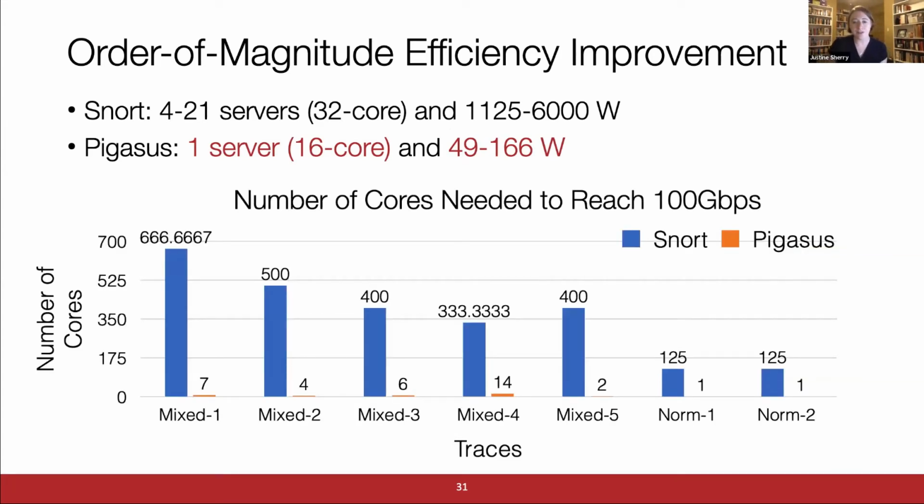So here are the results for the same traces. And note that for some of them, we would need as little as just one core to keep up. And so we have a much smaller physical footprint. We have a much smaller energy footprint. And cost-wise, this is also just a cheaper design.